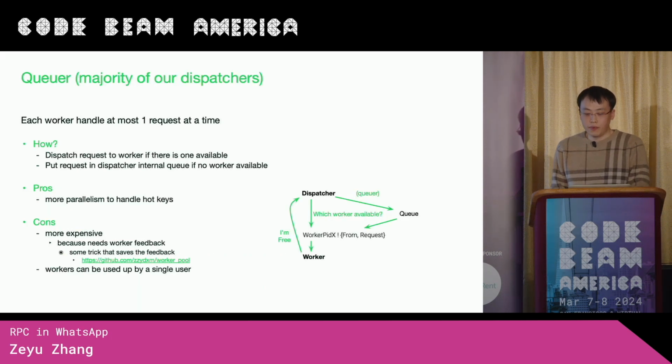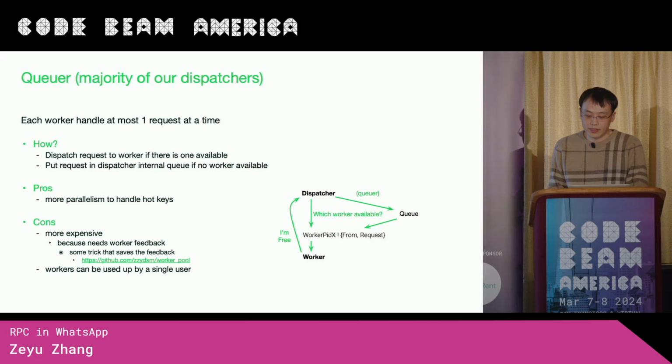The second type, which is the majorly used one, is called queuer. In this case, each worker handles at most one request at a time. I have already explained it in the previous slide, but basically, the dispatcher will check if there's a worker available. If yes, send to a free worker. If no, push to an internal queue. The benefit is that we have more parallelism to handle hotkeys.